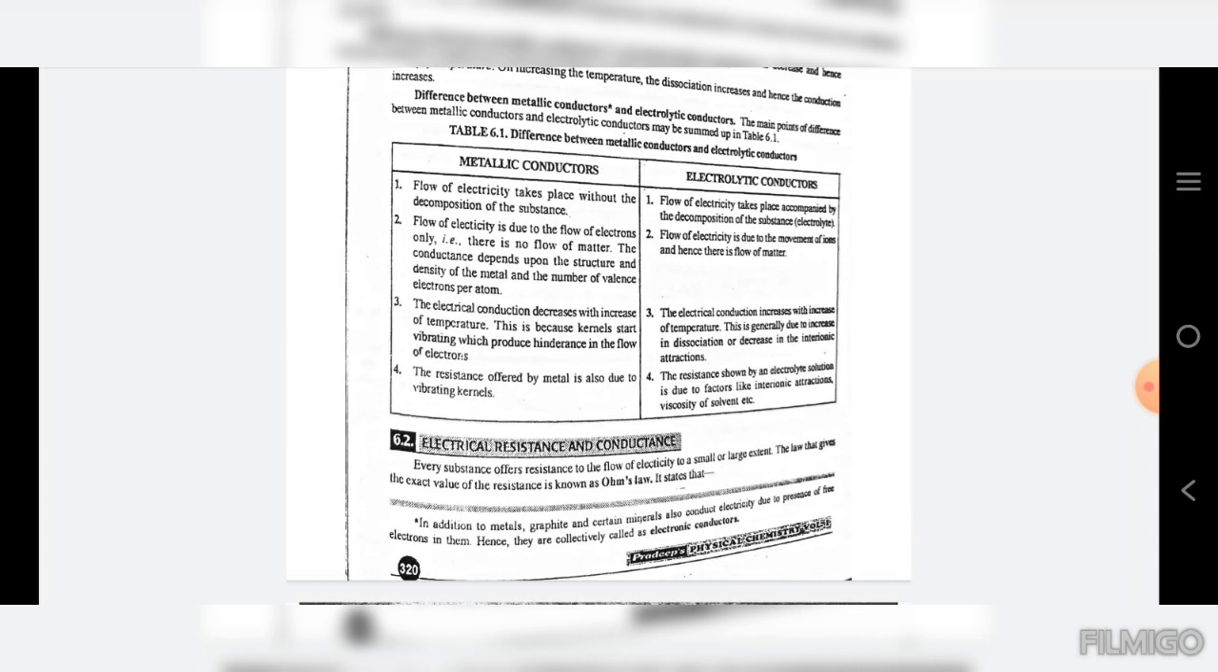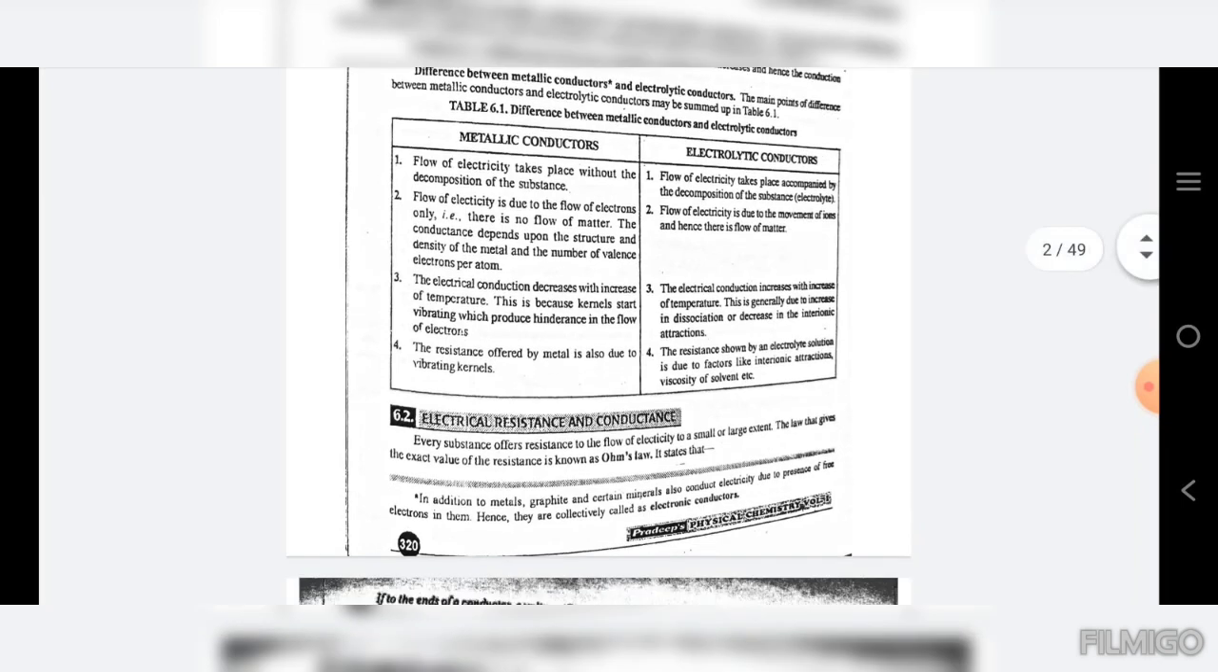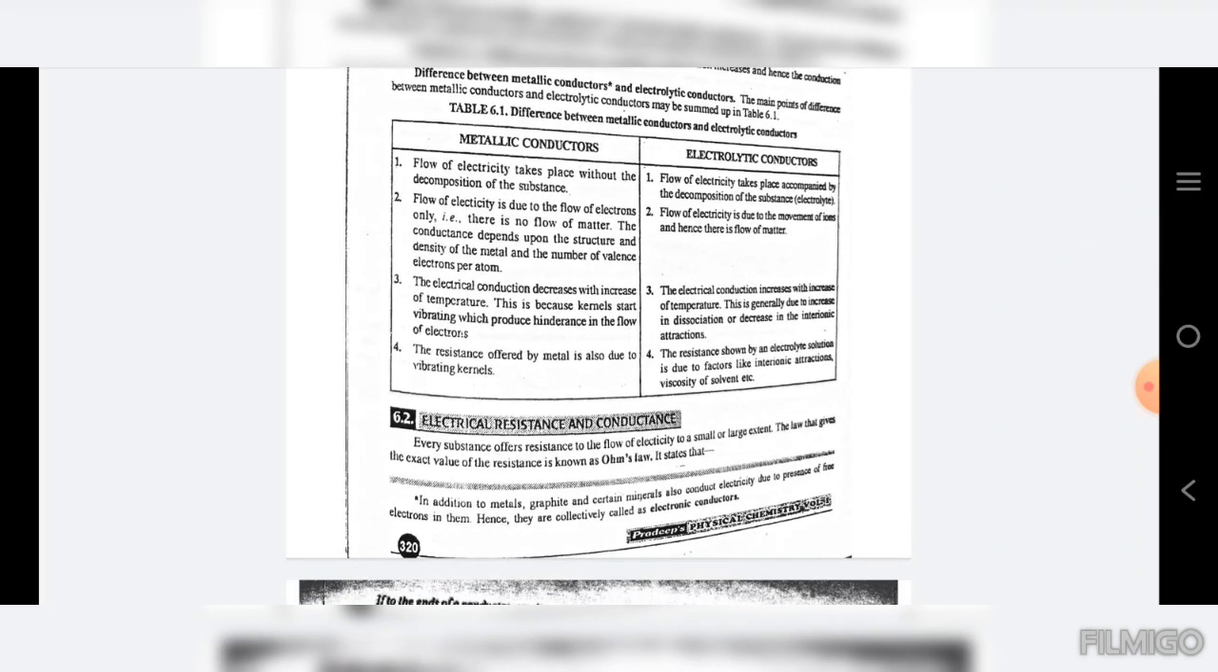The resistance depends upon the structure and density of the metal and the number of valence electrons per atom. The electrical conduction decreases with increase of temperature. This is because kernels start vibrating, which produce hindrance in the flow of electrons. The resistance offered by metal is also due to vibrating kernels.